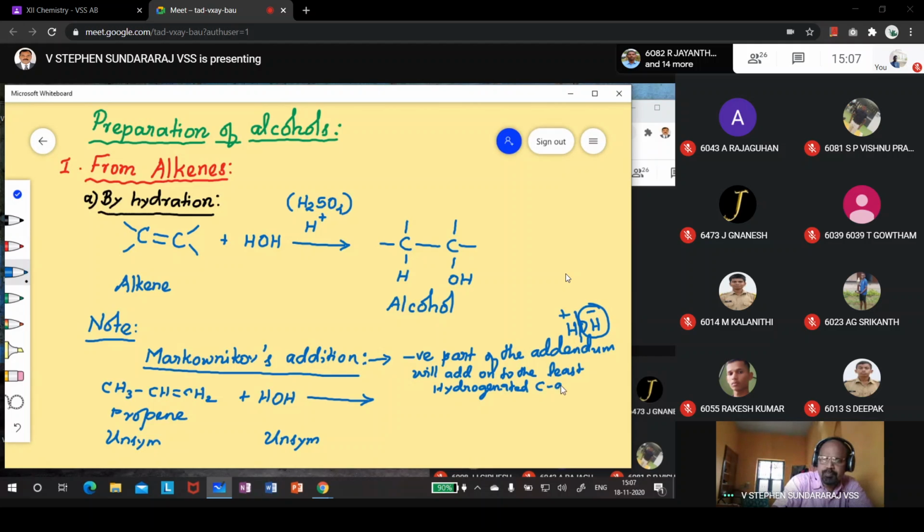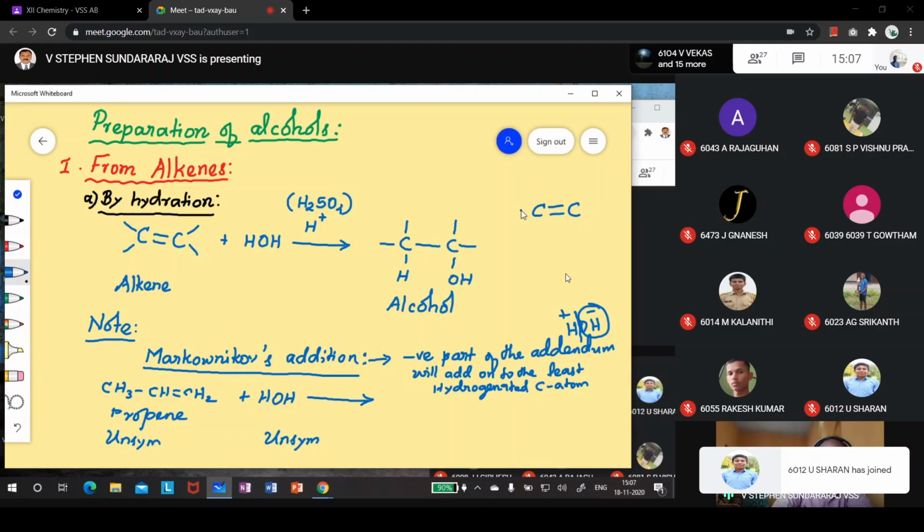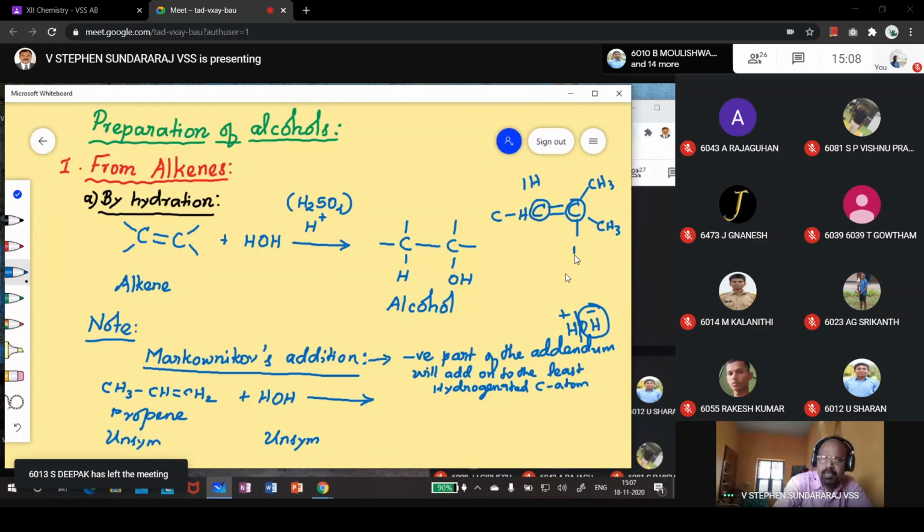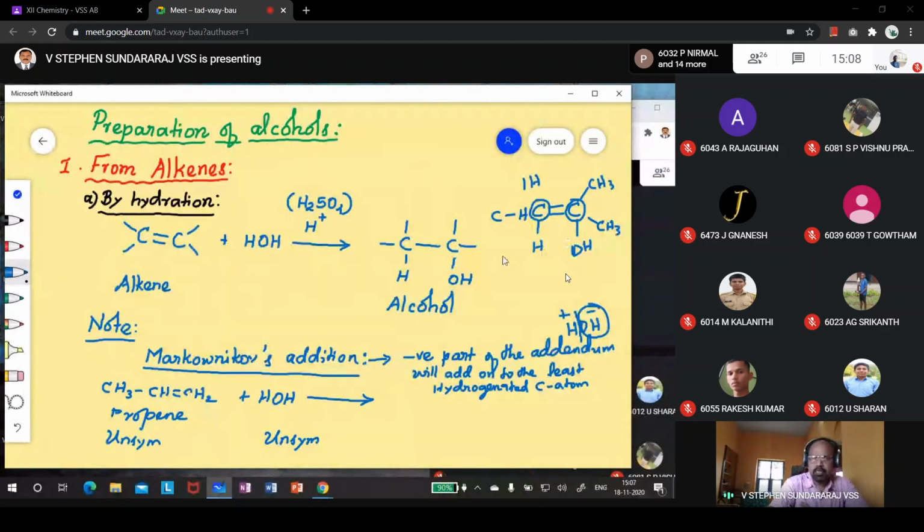Suppose there is a carbon-carbon double bond. Least hydrogenated means between these two carbons. Okay, so here suppose this is having H and 2 CH3, and here it is having another one carbon. That means now see that in this carbon only one hydrogen, in this carbon no hydrogen. That means least hydrogen. So here only that OH will be added. Here hydrogen will be added. That is the meaning. So according to Markovnikov's addition, the reaction will take place.